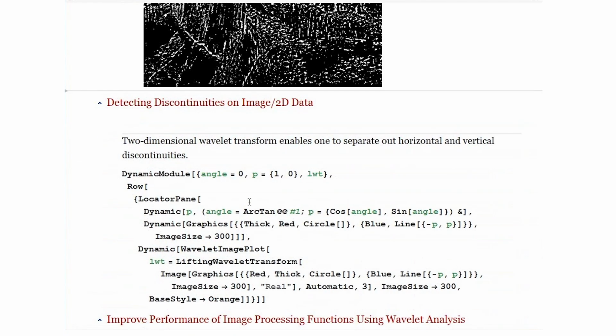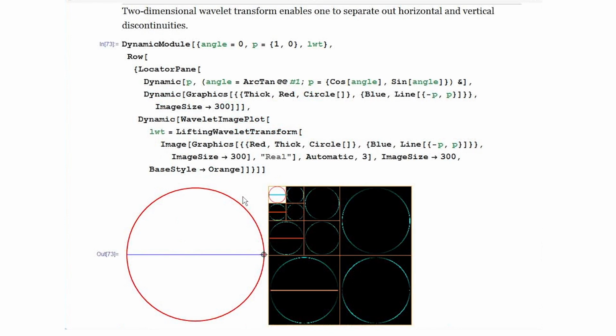Here is a dynamic example that gives you a much clearer picture of what exactly the coarse coefficients and the detail coefficients are extracting when you perform a wavelet transformation on an image. In this case, I have a circle with a horizontal line, and I can move this horizontal line. On the right, I have the wavelet coefficients as plotted using wavelet image plot. You can see that certain coefficients are able to capture the horizontal line pretty well.